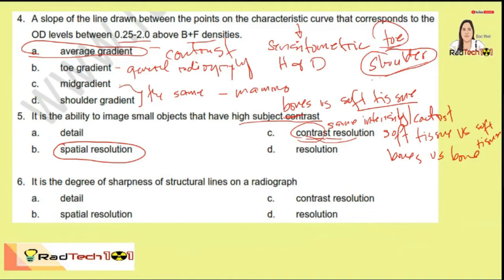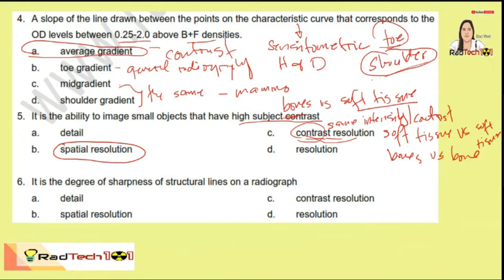Pag spatial resolution, for example, ribs to lungs or diaphragm to stomach. So magkaiba yung kanilang structure, magkaiba yung kanilang intensity. So they are, but if they can be identified easily, so we are referring to spatial resolution.